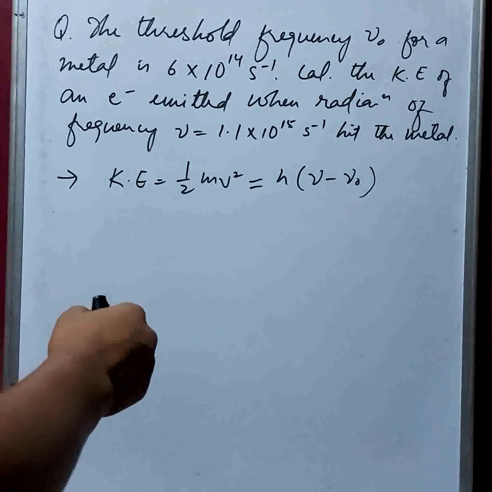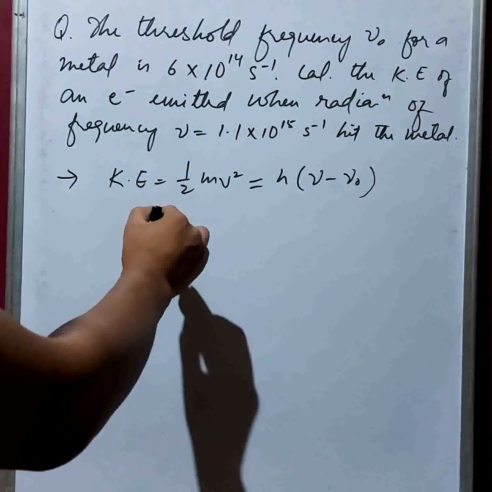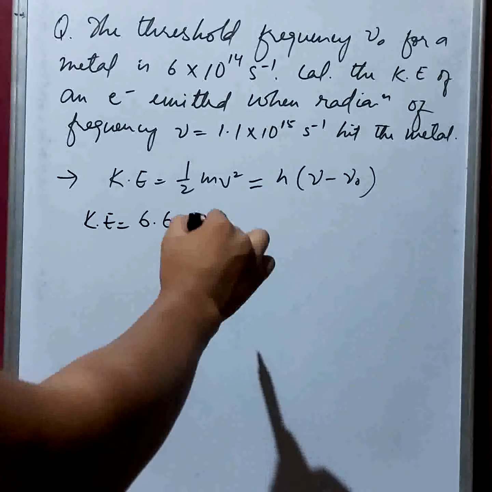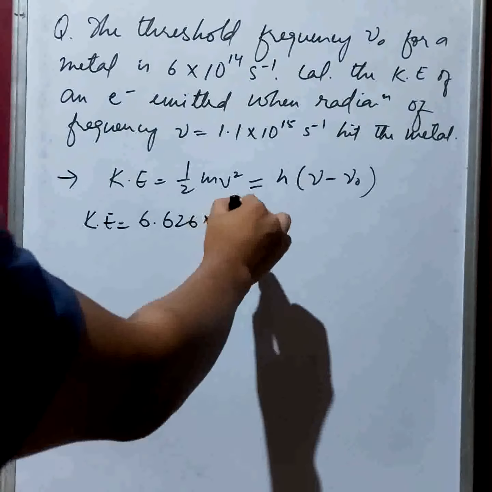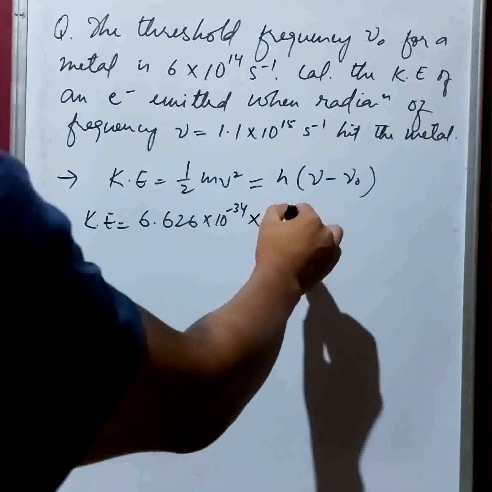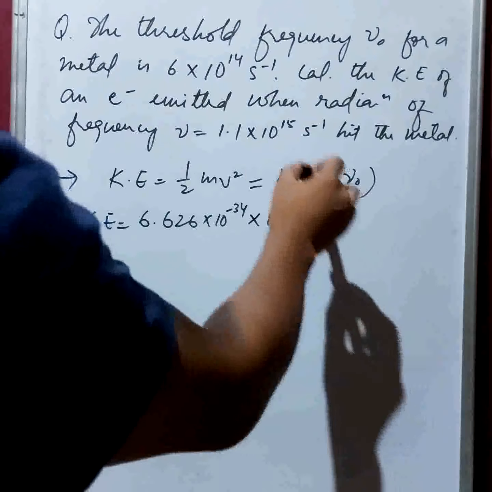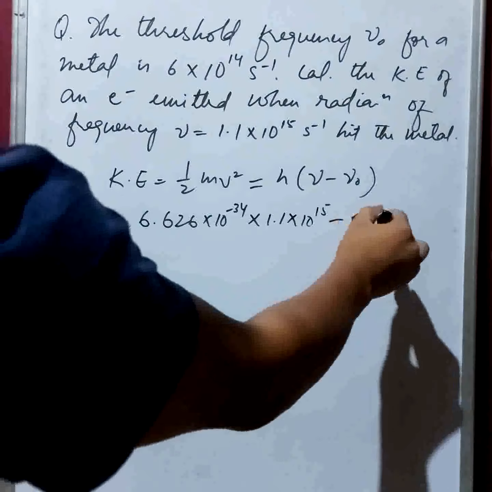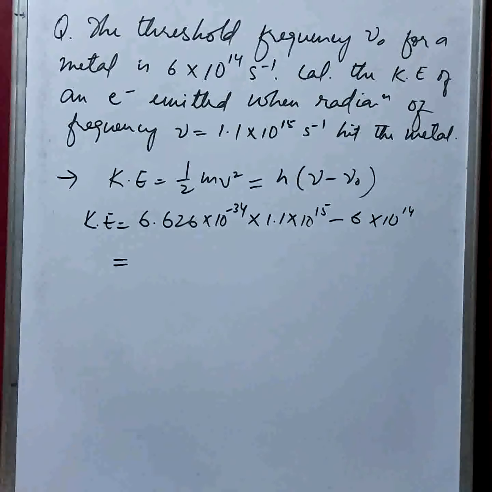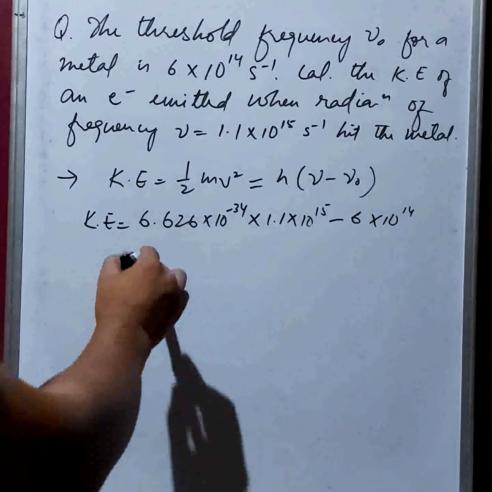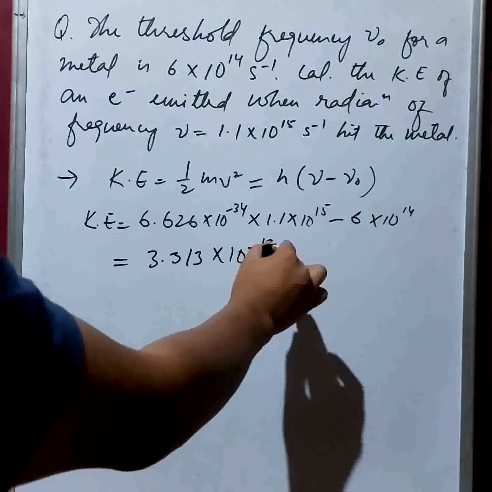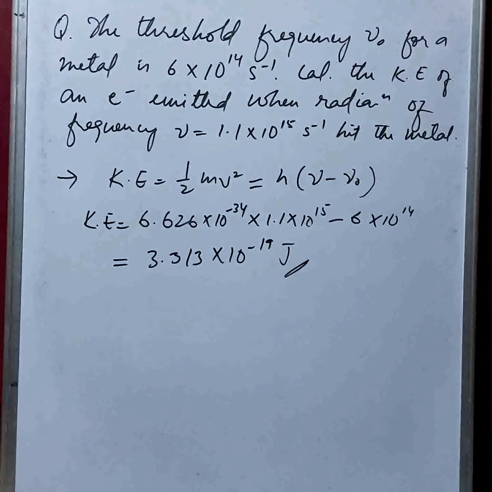So Planck's constant is 6.626 into 10 raised to the power negative 34, into nu, which is 1.1 into 10 raised to the power 15, minus nu naught, which is 6 into 10 raised to the power 14. So if you solve, then you get 3.313 into 10 raised to the power negative 19 joules of energy. That is the kinetic energy.